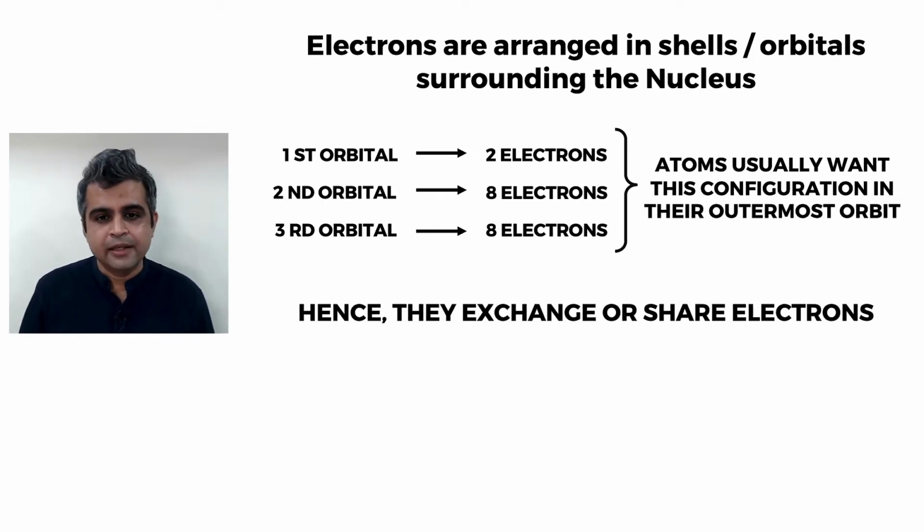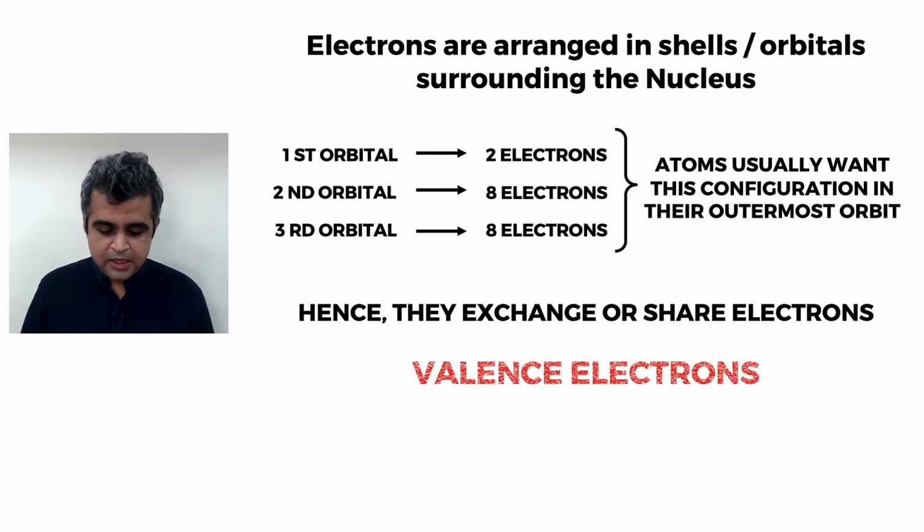Hence, the atoms can either exchange or they can share their electrons. So let's say that an atom is going to have 11 electrons, which means that in its outermost orbital, it is going to have 1 electron. Now, it does not want 1 electron, it wants 8. So either it needs to gain 7 electrons to make it 8, or it needs to give away this electron. So they will either exchange or they will share electrons. Such electrons which get shared or exchanged are called valence electrons.